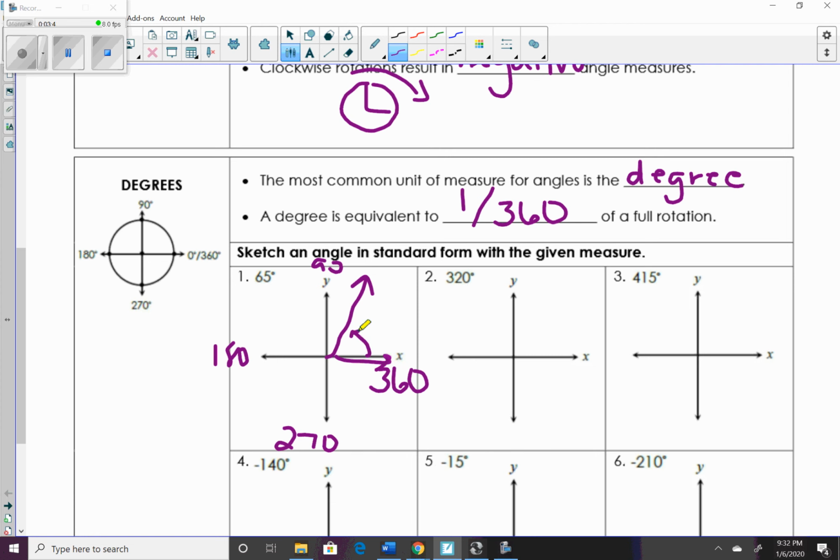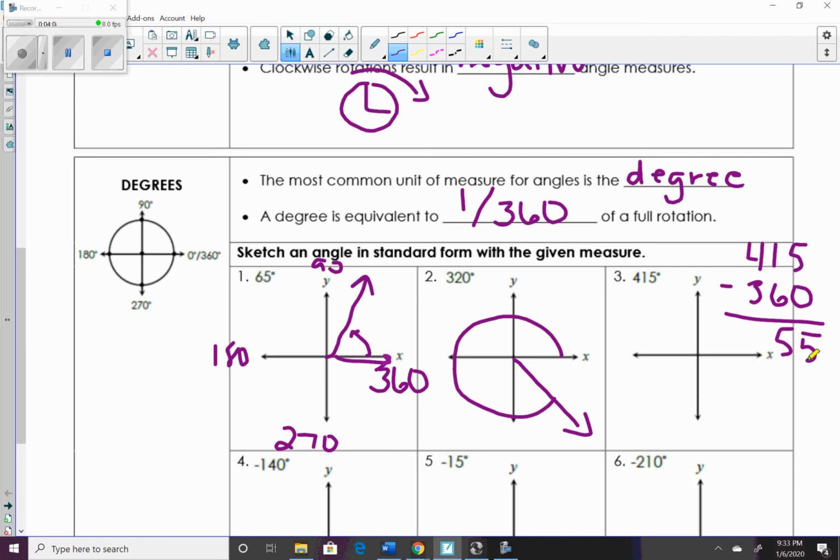Okay, when I've gone 320, I've gone past 90, past 180, past 270, and almost back to 360. And when I go 415, I actually have to go beyond the 360, and I have to figure out how much I have to go beyond the 360. So I'm going to go ahead and subtract 360 from that, and I get 55. And I'll show you this in a different color so you can see me go. I'm going to go all the way around, and then 55 is going to fall in this first quadrant over here about halfway through. So that's what's going to create that angle.